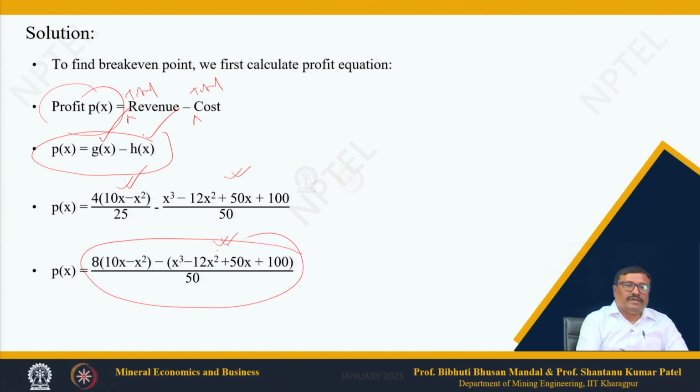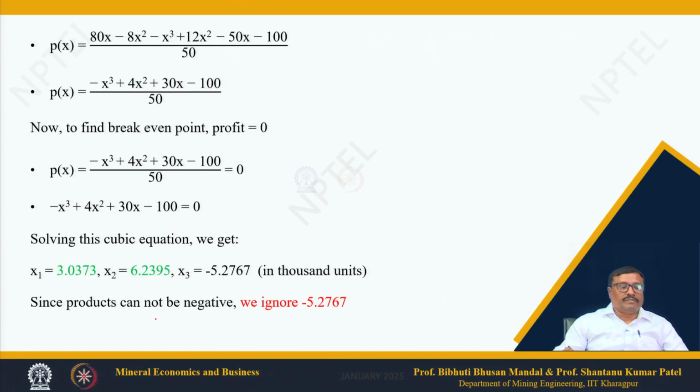Now, it can be rewritten like this: 8 into (10x minus x square) minus the whole thing, this part, (x cube minus 12x square plus 50x plus 100), whole divided by 50. Further simplifying, finally we get that the profit function can be expressed as (minus x cube plus 4x square plus 30x minus 100) whole divided by 50.